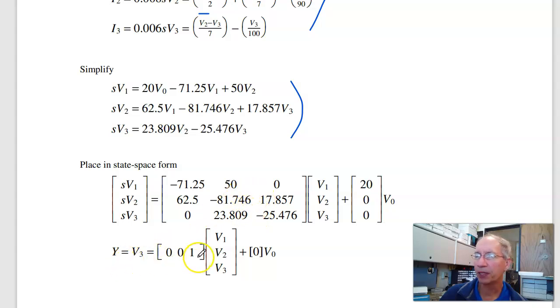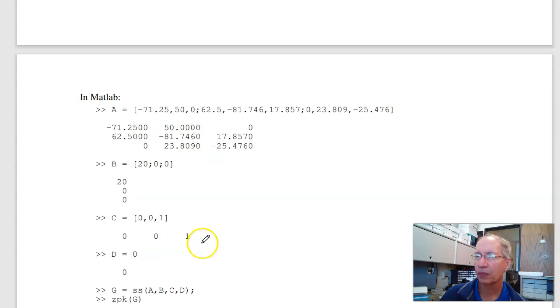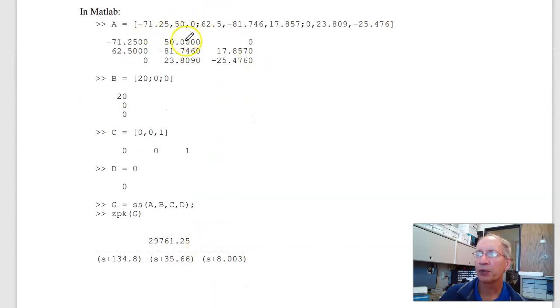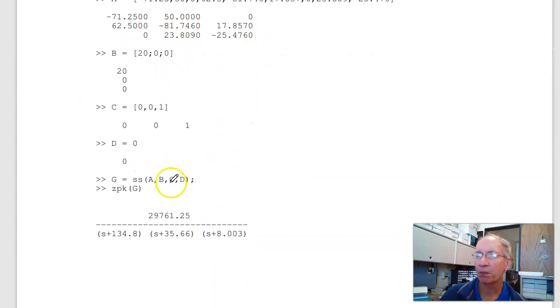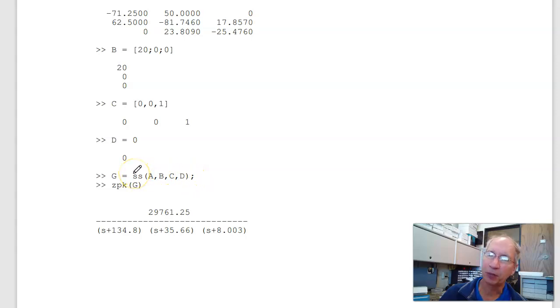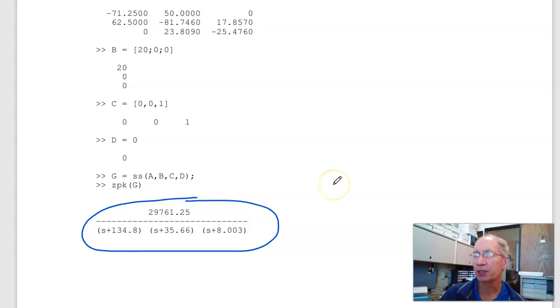I'm going to pull off V3. To find the transfer function, throw A, B, C, D in MATLAB, express it in state space form, convert it to zeros, poles, and gain, and there's your transfer function. MATLAB makes this actually pretty easy.